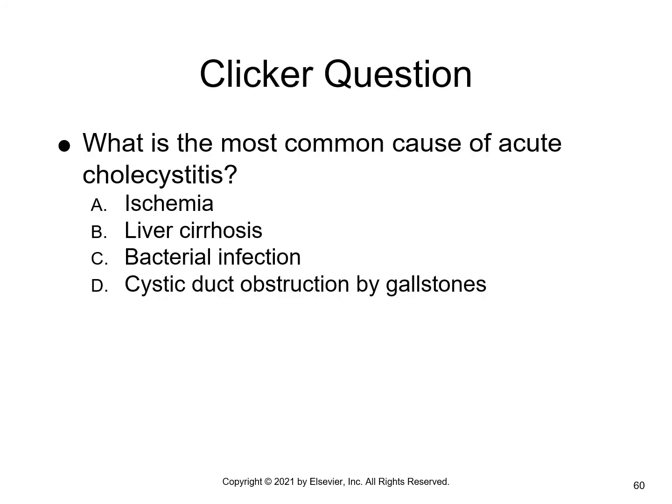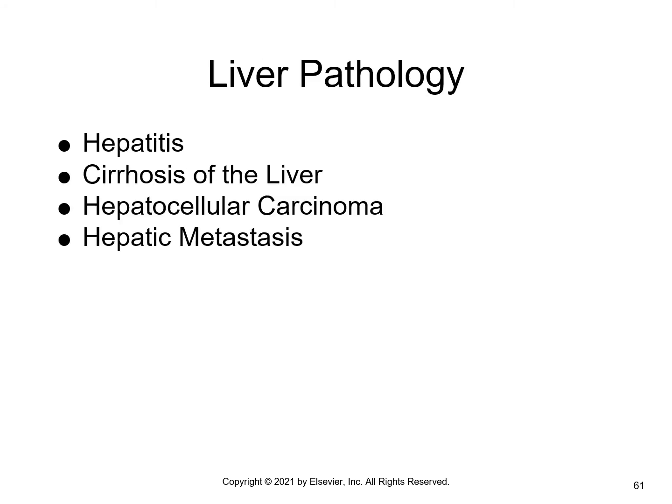We'll continue on. So what is the most common cause of acute cholecystitis? It is usually the cystic duct obstruction by gallstones. That will move us to liver pathology.